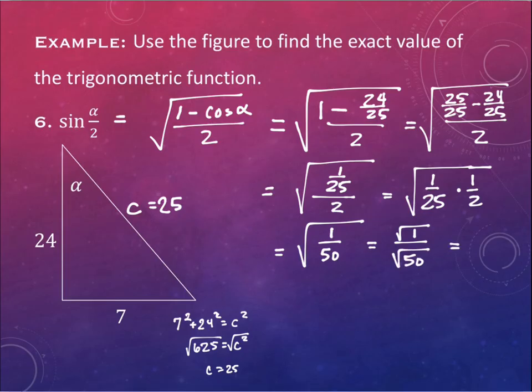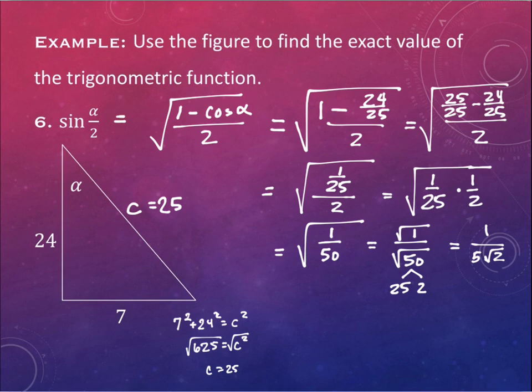Well, what's the square root of 1? 1. What's the square root of 50? Well, it breaks down, right? It's 25 and 2. Well, the square root of 25 is really nice. It's 5. And the square root of 2 stays the square root of 2. Okay, all good so far?